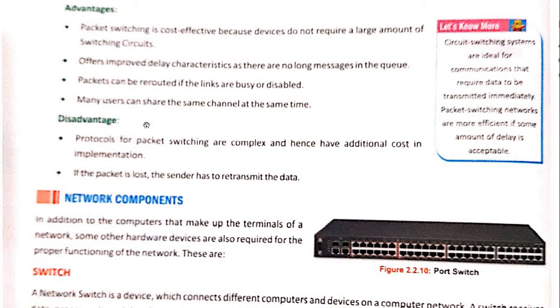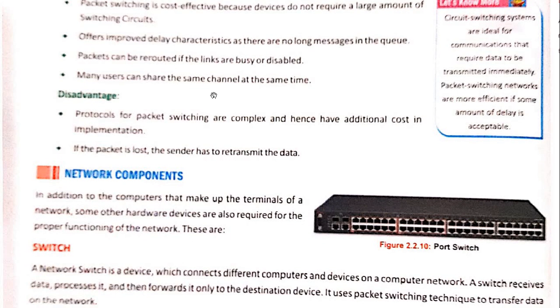Okay, one more advantage was there. Many users can share the same channels at the same time. Since the packets are small, they can travel very easily in a small path also, meaning in a very narrow channel, with less bandwidth also. That's why it is very easy for different signals or different messages to travel at the same time, so many people can share information over this type of network architecture.